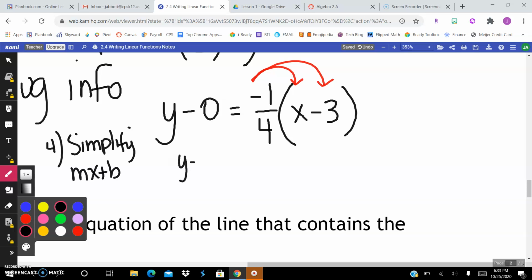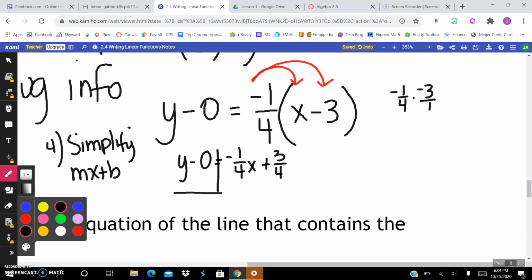So I'm still going to have that y minus 0. Negative 1/4 times x is going to be negative 1/4 x. And then I have to do negative 1/4 times negative 3. So I'm going to write that as 2 fractions. A negative times a negative is going to be a positive, so plus 3. And at the bottom, we have 4 times 1, so that would be 4.